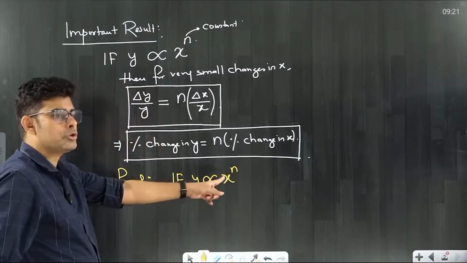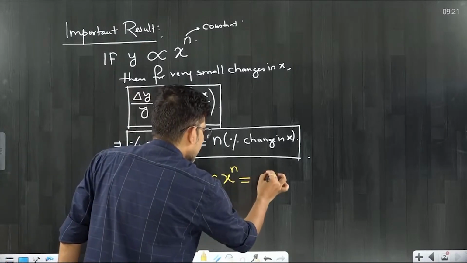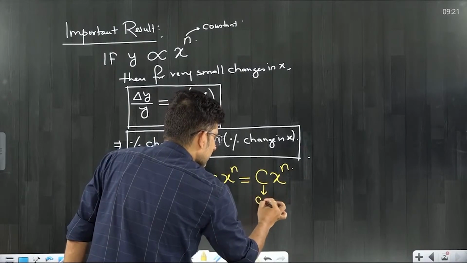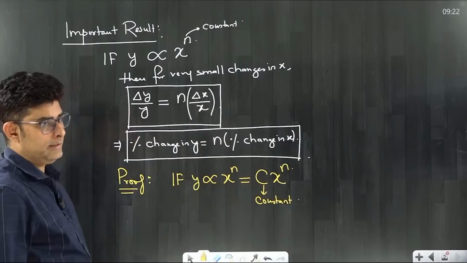Now see, if I am saying y is proportional to x to the power n, can we write y as some constant multiplied by x to the power n, because I am removing the proportionality and we are using a constant c.